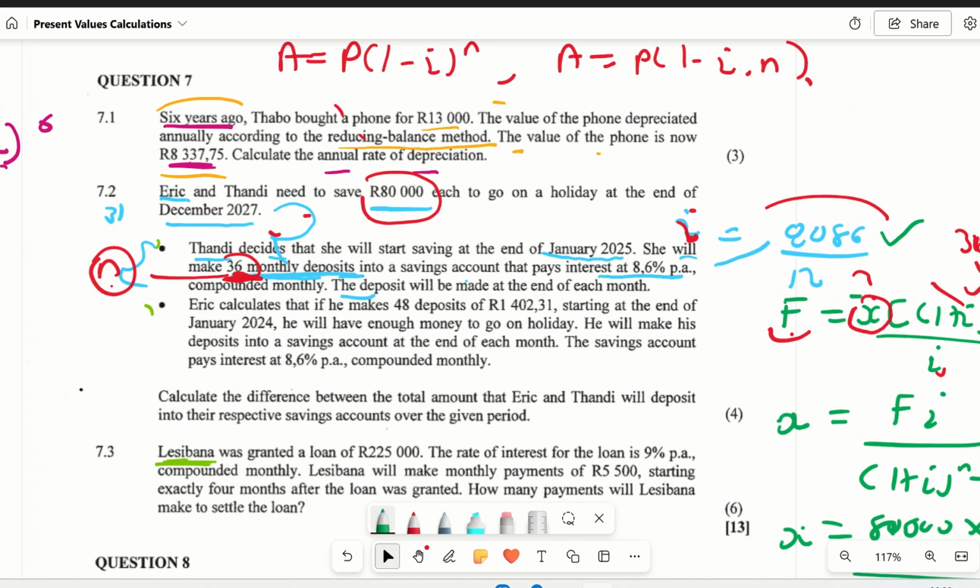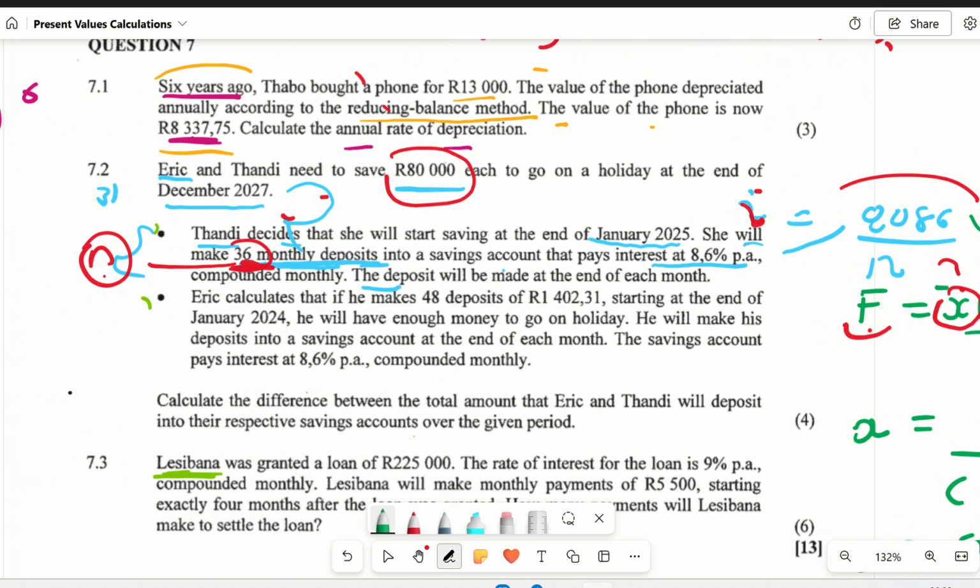Do you guys need to open your minds when you read these statements? These two people, Tandy and Eric, are going on a holiday, and each one needs to save 80,000. So that means the holiday is probably 180,000. Tandy decides she will start saving at the end of January 2025. So this is something that's going to happen in the future, right?